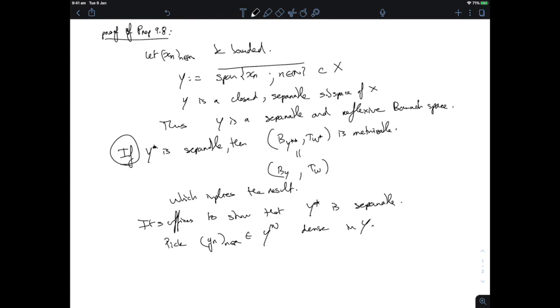Now we see y as y double star through the identification, and so we can then pick a sequence, let's call it yn star, in y star, such that yn star applied to yn almost realizes the norm. So let's say this is greater than 1/2 times the norm of yn itself, right? And of course I'm picking those in the unit sphere of y star.